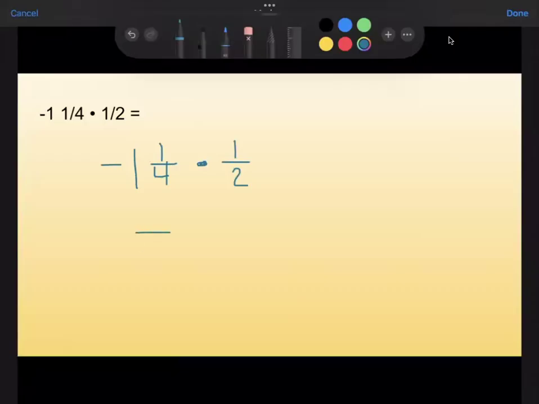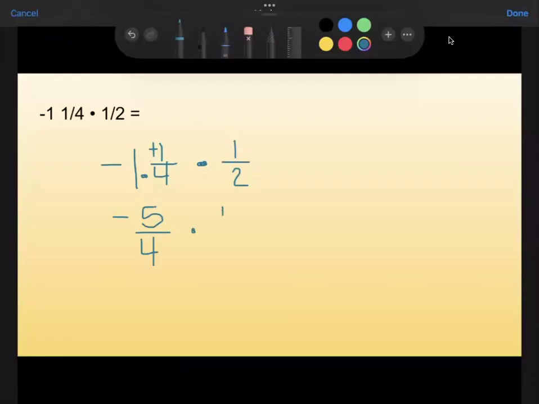To do that, I'm going to keep 4 as my denominator. And to get the numerator, I'm going to do 4 times 1 plus the numerator. So 4 times 1 is 4, plus 1 is 5. And I have to keep it negative because it was a negative 1. So negative 1 and 1/4 turns into negative 5 over 4.